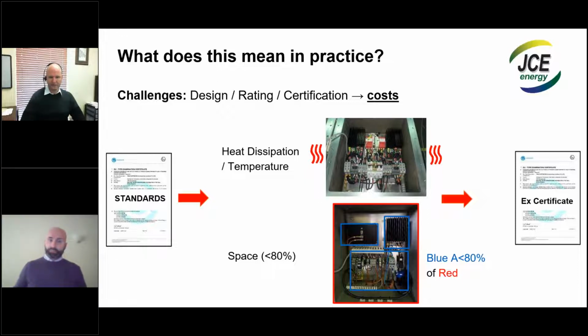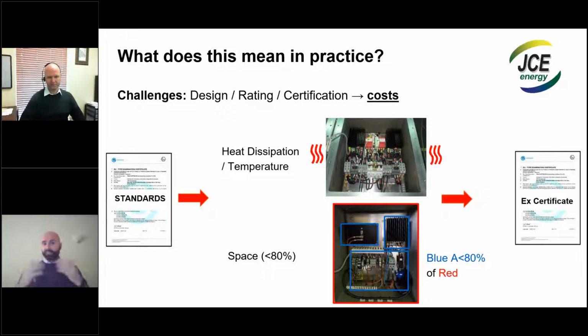In this slide, we would like to spend a couple of words regarding what this means in practice. So when you design an off-grid power system, as you can imagine, there are many challenges regarding the design of an off-grid power system, especially in oil and gas, ATEX Zone 1 or Zone 2 rated. The challenges are coming from, first of all, the standards, secondly, the rating of the equipment, and thirdly, the certification.